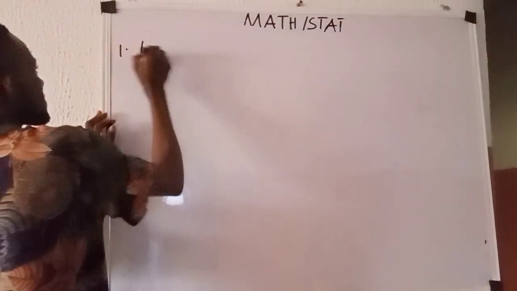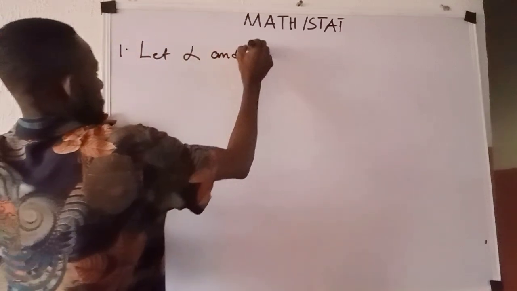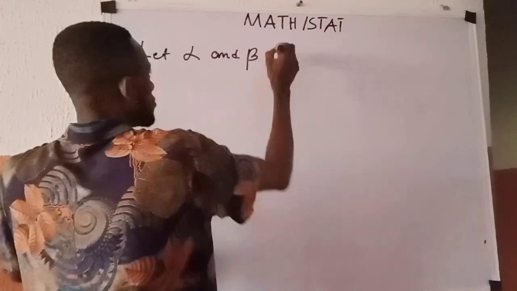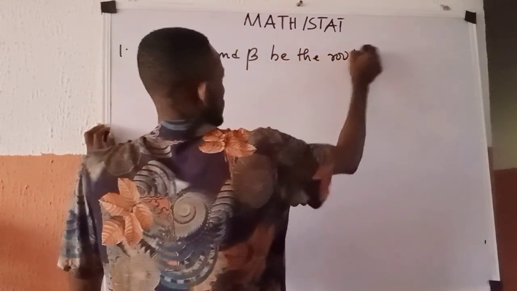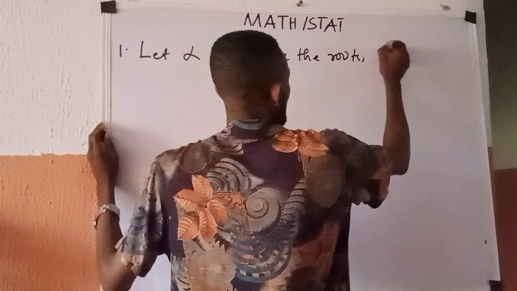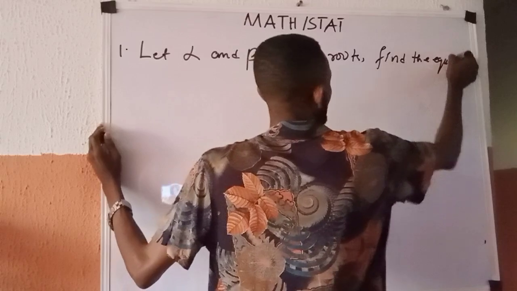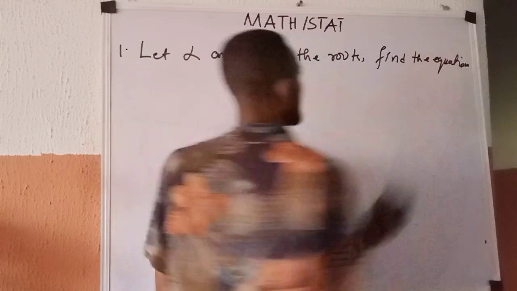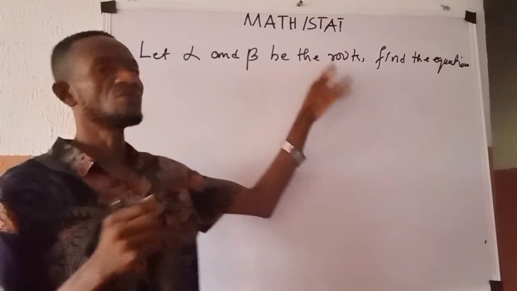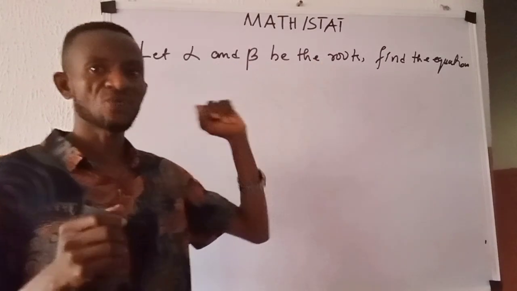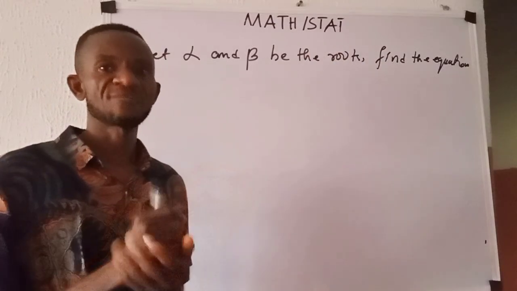It says let alpha and beta be the roots. Find the equation. Very simple. Let alpha and beta be the roots of a quadratic equation. We are to find the what? The equation. It is very simple.